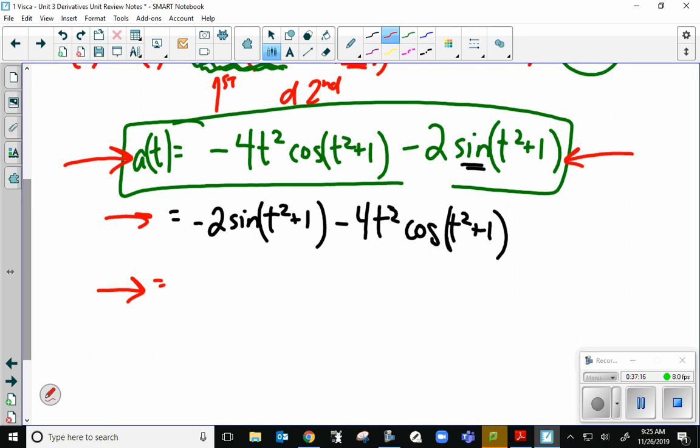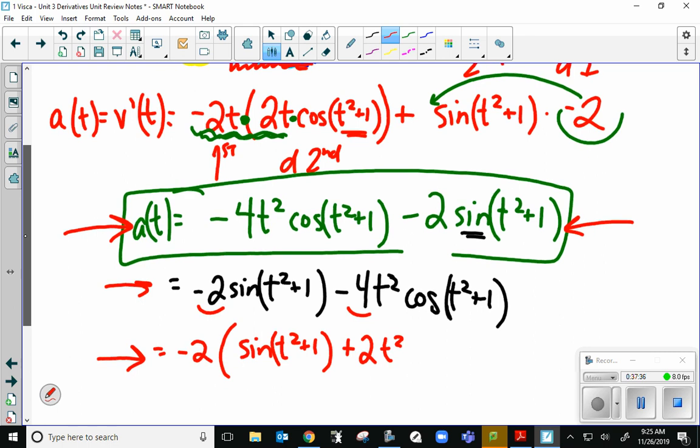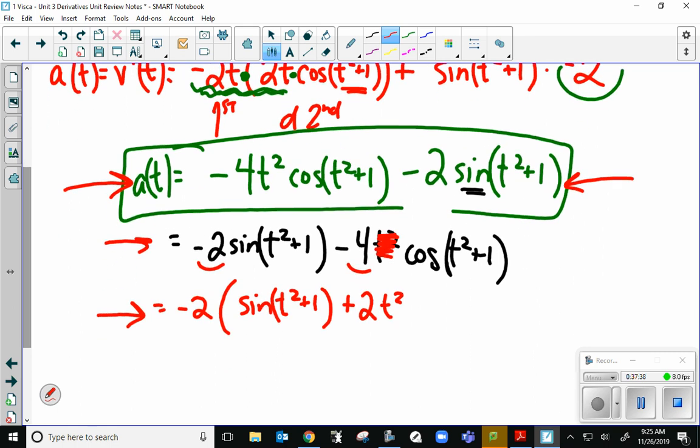Let's factor out a negative 2 here. That leaves me sine of t squared plus 1, because the negative 2 is gone. Negative 4 divided by negative 2 is positive 2 t squared. Where'd the t squared come from? Am I okay? It'd just be negative 4. Look at that. I'm getting crazy in my old age. Cosine of t squared plus 1. It might be written like that. They may have factored out a negative 2.